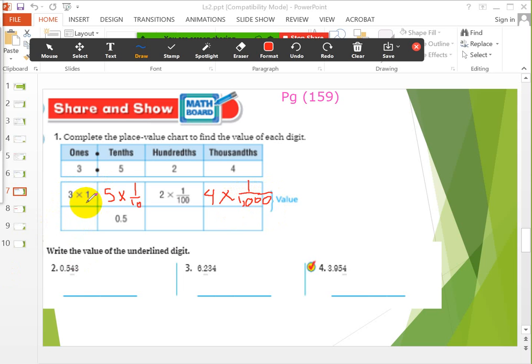Let's write the value of each number. 3 multiply 1 equals 3. This is the value of the number. The 5 in the tenths digit, that means 0.5. The 2 in the hundredths digit, that means 0.02. And the 4 in the thousandths digit, thank you girls, it will be 0.004. Thank you all. Let's continue.